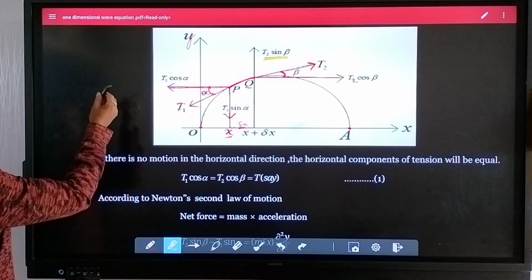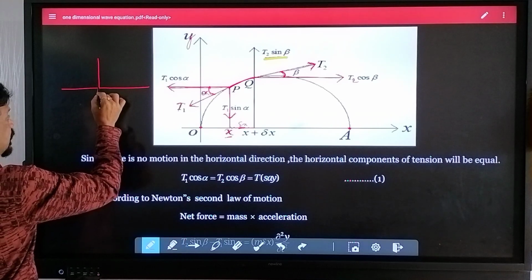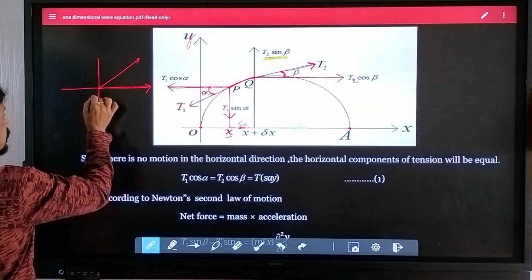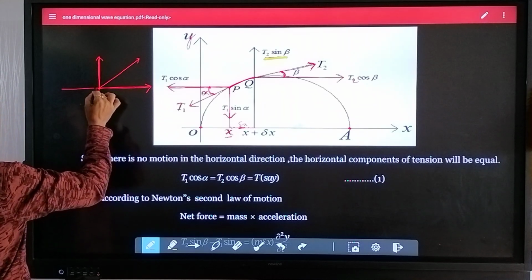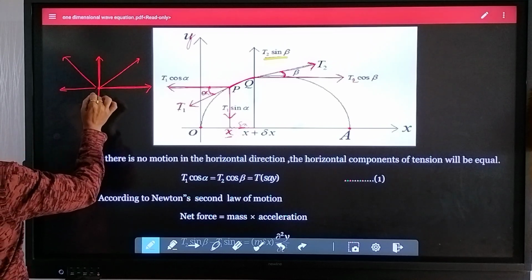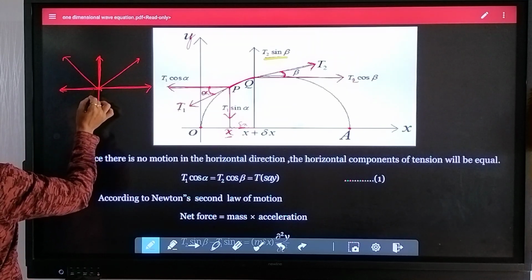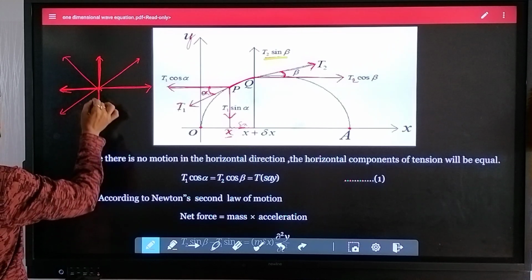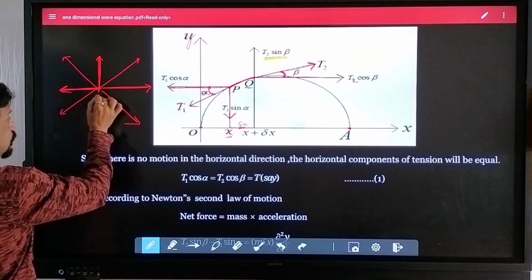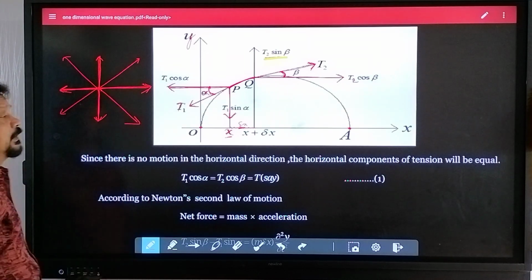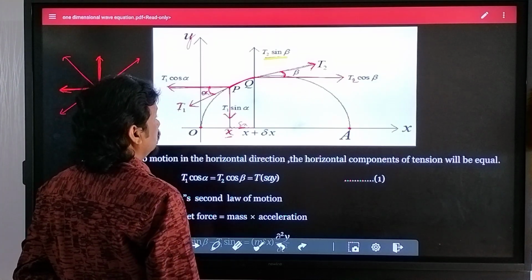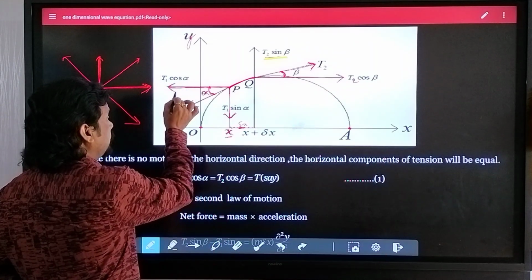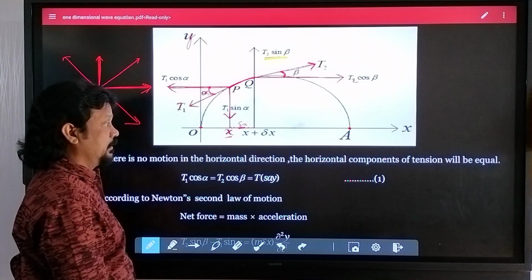As to how I have chosen here, see here, if the resultant is in this direction, then this will be the horizontal component and this will be the vertical component. If the resultant is in the second quadrant, then this will be the vertical component and this will be the horizontal component. If the resultant is in the third quadrant, then this will be the horizontal and this will be the vertical component. And if the resultant is in the fourth quadrant, this will be the horizontal component and this will be the vertical component. Clear? So here, this is the vertical component of T2, this is the horizontal component of T2, and this is the horizontal component of T1, this is the vertical component of T1.